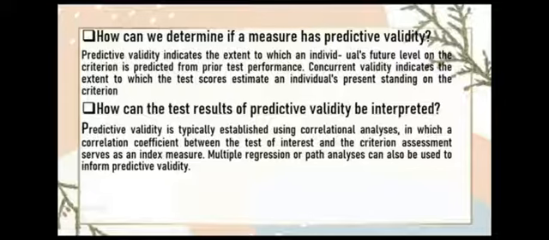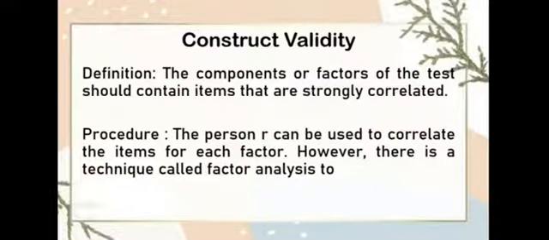The formulated questions are between these two measures. Number 3, how can we determine if a measure has predictive validity? Number 4, how can the test result of predictive validity be interpreted? Predictive validity can be interpreted through the indication of the extent to which individuals' future level on the criterion is predicted from prior test performance, and validity indicates the extent to which the test scores estimate an individual's present standing on the criterion. Let's move on to construct validity.